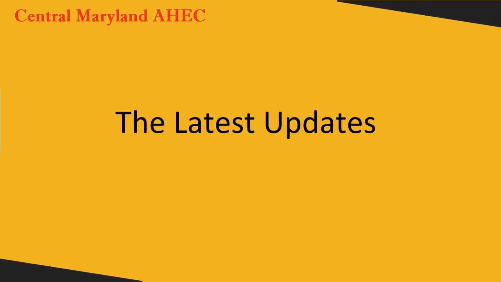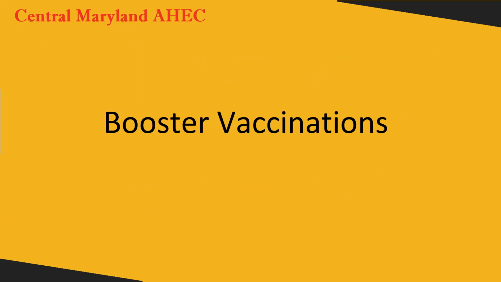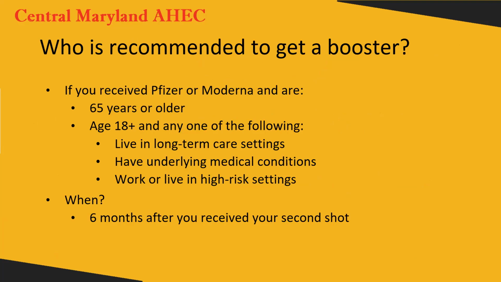And finally, I'll go over some of the most recent updates. First, I'll talk about booster vaccinations. Who is recommended to get a booster? If you received Pfizer or Moderna, I'll talk about that first. If you received either of those brands as your initial series and you are 65 years or older, then you're recommended for a booster. The other group that's recommended is if you're 18 years or older and any one of the following applies to you: you live in a long-term care setting, you have underlying medical conditions, or you work or live in high-risk settings. You should get your booster 6 months after you received your second shot.